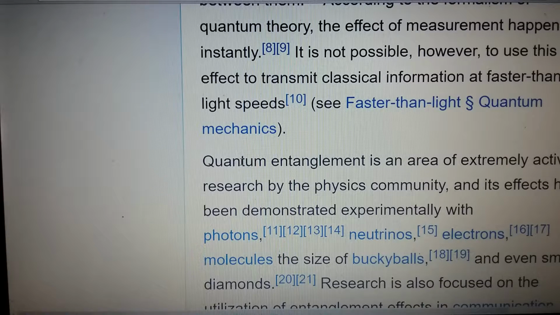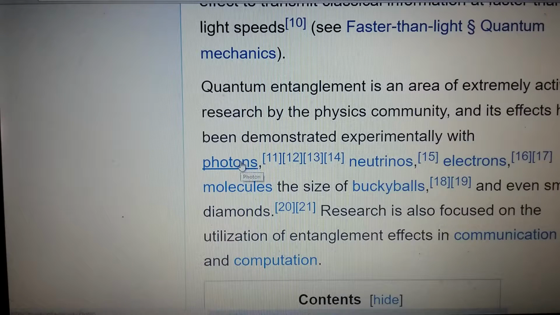Quantum entanglement is an area of extremely active research by the physics community, and its effects have been demonstrated experimentally with photons, neutrons, electrons, molecules the size of buckyballs, and even small diamonds. Research is also focused on the utilization of entanglement effects in communication and computation.